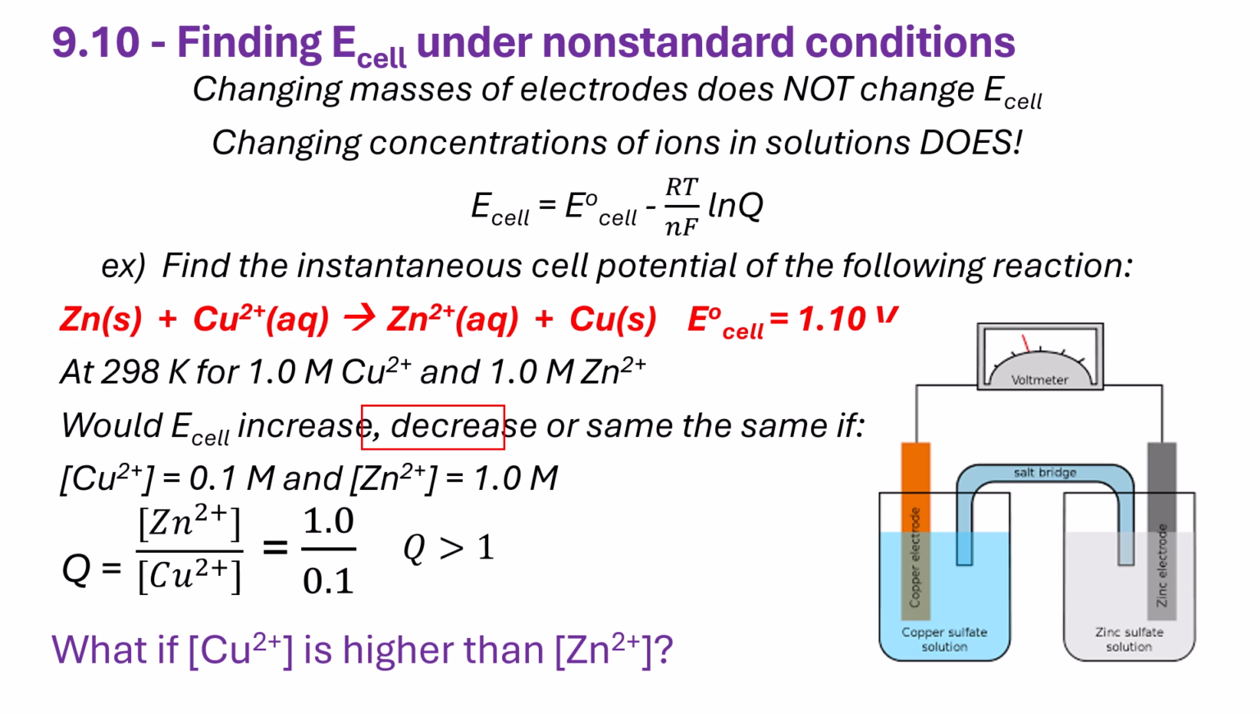Q is less than 1. And the natural log of any number less than 1 is a negative number. So if I flip these numbers around, just as an example, and put 0.1 on top, 1 on bottom, the natural log of 0.1 is like negative 2.3 or something like that. So now I am subtracting a negative, right, which would actually cause my instantaneous cell potential to be higher than 1.10. Again, not a huge number. I think it's like 1.13 or something like that, but it would actually result in a higher potential.